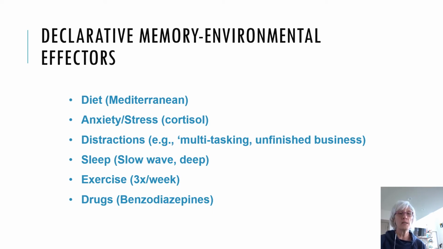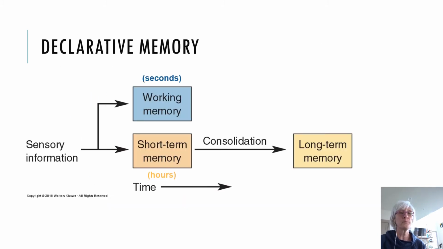Exercise 3 times a week tends to build our memory. And drugs, and there are a lot of data to support benzodiazepines specifically, have a negative impact in our ability to remember. So declarative memory follows this sort of path. There is some sort of sensory information. We're collecting information from our environment, and that information can either enter our working memory or enter our short-term memory.